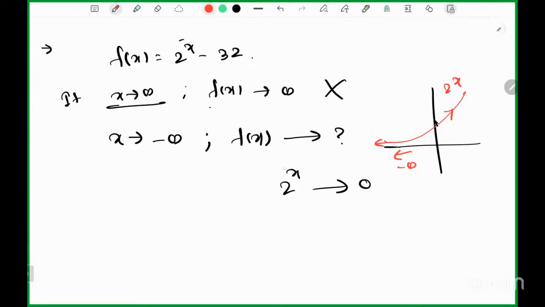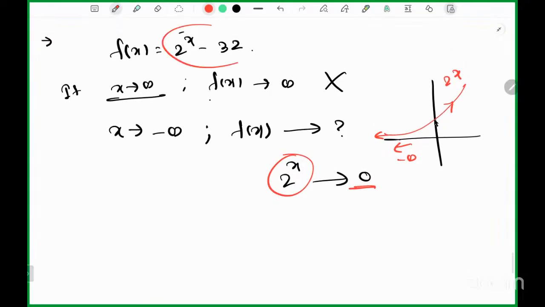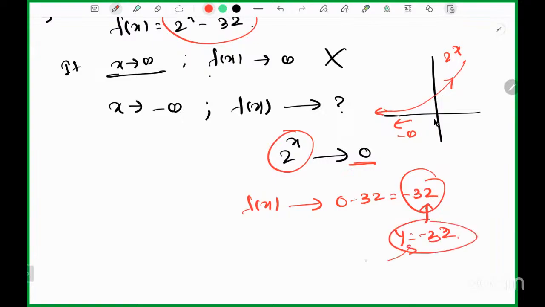As x goes to minus infinity, this graph is approaching 0. So you can see that 2 to the power x goes to 0, but your f of x is 2 to the power x minus 32. So f of x goes to 0 minus 32, which is minus 32. So y equals minus 32 will work as an asymptote. This is your asymptote. Yeah, so this is the calculation for finding a horizontal asymptote.